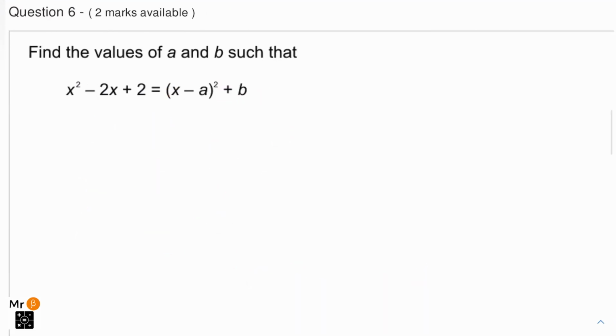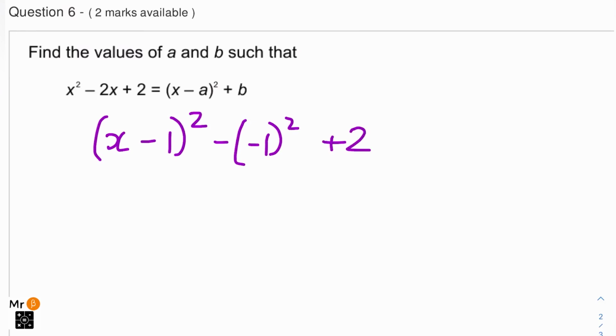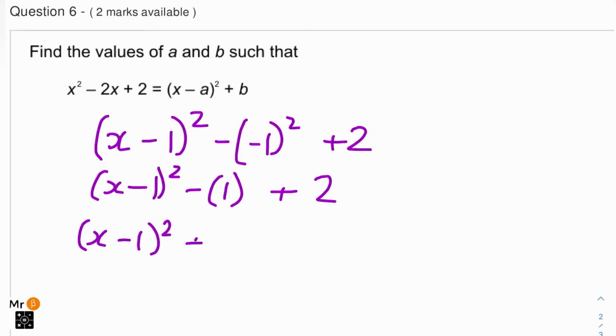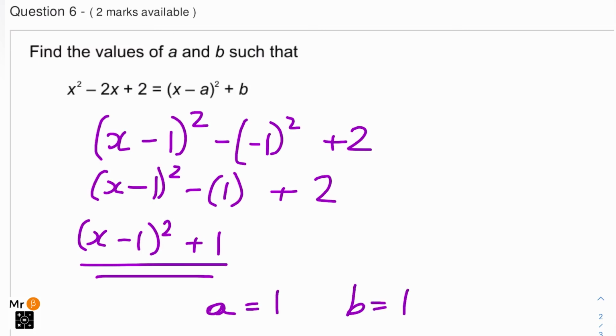Our final question, again, very similar process. Half the number in front of the x, minus that number squared, drag down your part c. Square out, you'd get negative 1. Negative 1 squared is positive 1, so that goes in our bracket, and then collect your terms. So you'd have negative 1 plus 2, which is positive 1. So to finish off, a therefore must equal 1, and b also equals 1.